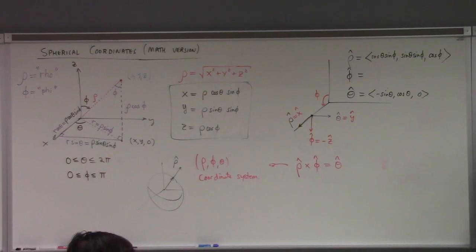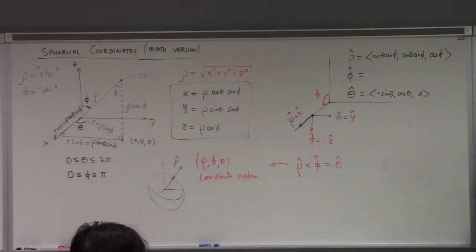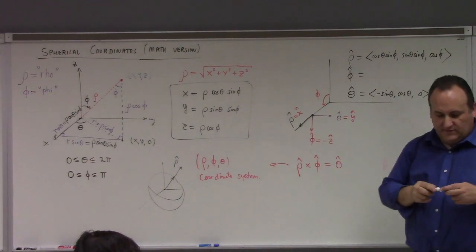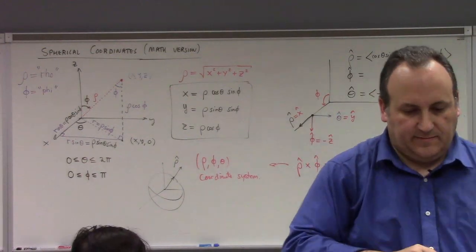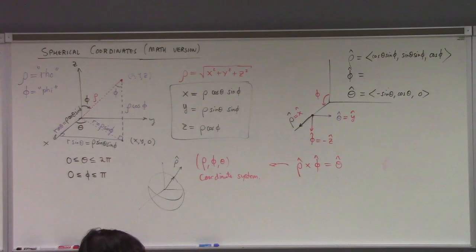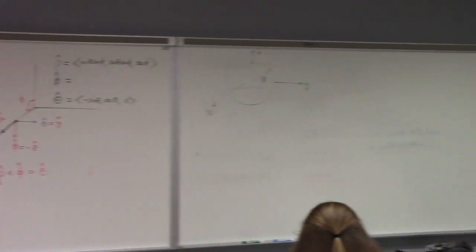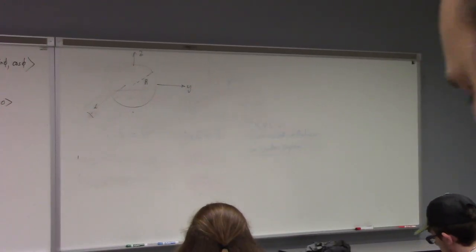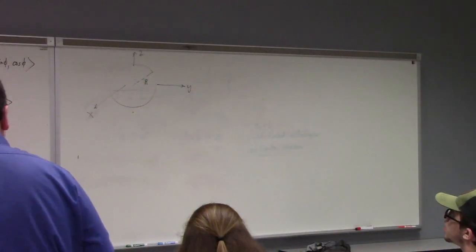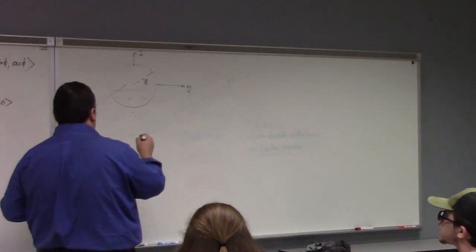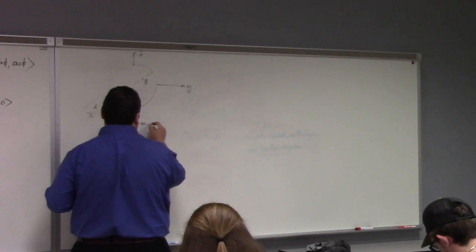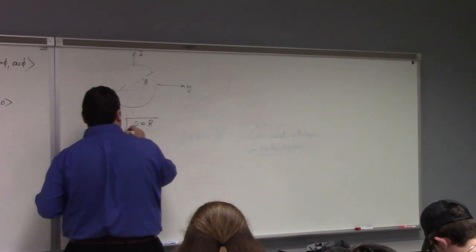So suppose we've got a sphere of radius r, centered at the origin. What's the equation for such a sphere in spherical coordinates? Rho equals r. There you go. It's almost too easy. That's the equation for a sphere in spherical coordinates.